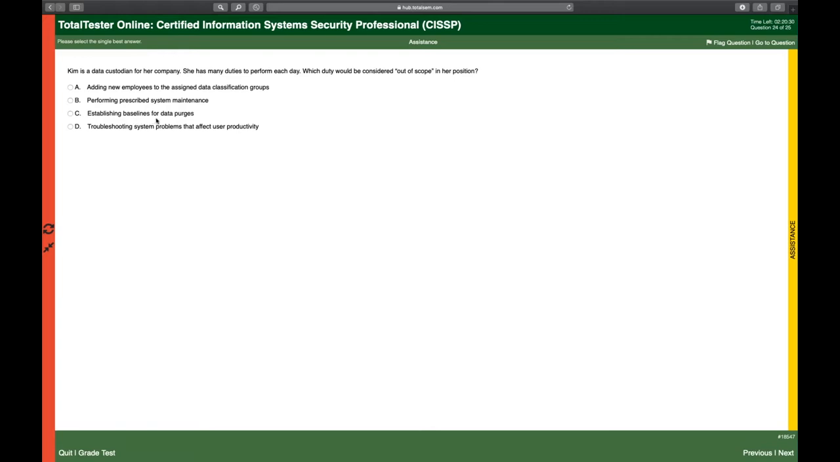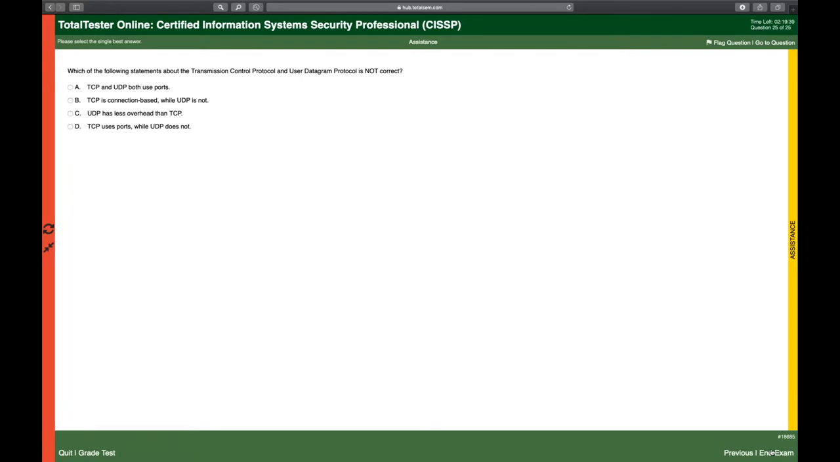I don't know if NIST does that stuff, like baselines or standards. You know what? You're right. I was thinking data owner, not custodian. C is correct. Actually, I think I've seen something like this before, but with Delta, troubleshooting system problems, the data custodian is not going to be doing that. The system administrator is going to be doing that. Yeah, because my logic was that a data custodian may not even have access to the systems to figure out what's broken. Yeah, you're right. Well, I'm going to go with this one for that reason. But we'll see if they try to trick us.